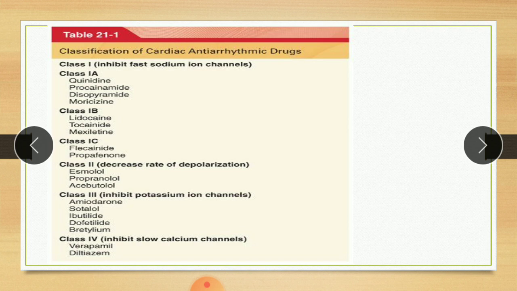Then class 2, which decreases the rate of depolarization. Generally it is a beta blocker, as we have already studied in semester 4. So there is a beta blocker. Examples are esmolol, propranolol, acebutolol. Next class 3 inhibits the potassium ion channel. Examples: amiodarone, sotalol, etc. Then class 4 inhibits the slow calcium channel, meaning it is a calcium channel blocker. Examples are verapamil, diltiazem, nifedipine, etc. So this is the classification of antiarrhythmic drugs.